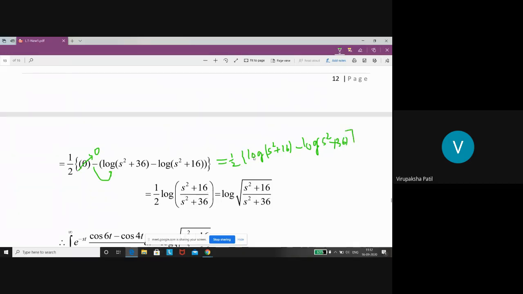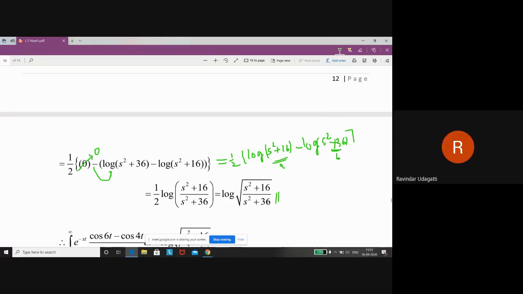So again, using the basic properties of logarithms, this is your a, this is your b, of the type log a minus log b. You can write it as log a by b. So I have written here 1 by 2 times log of s square plus 16 divided by s square plus 36. Now using again the properties of logarithms, the n log m property, you can write log m raised to n. So directly you can write log under square root of s square plus 16 divided by s square plus 36. Now, is this the final answer?